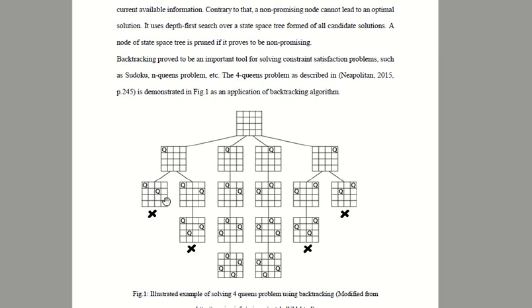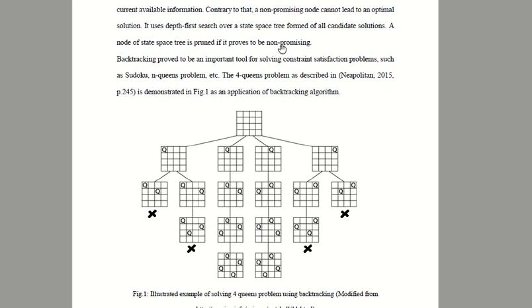Now in this kind of scenario, if I have placed the first queen here and the second queen here, there is no possible position for the third and fourth queen. So I can just drop this branch and backtrack to this and then proceed with this child. This is what backtracking is all about.